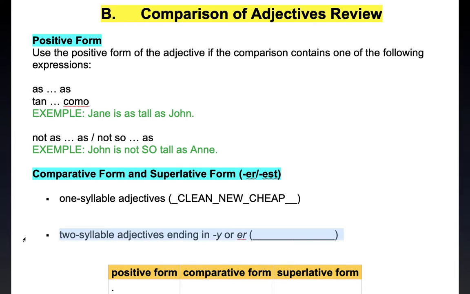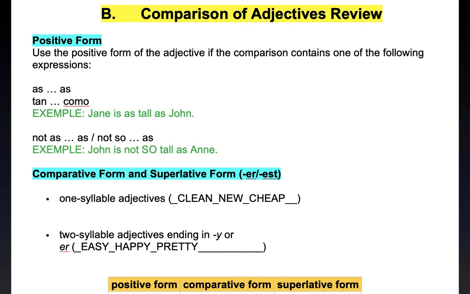Second option, two syllable adjectives ending in y or er. Adjetivos de dos sílabas terminando en y o er. For example, easy, fácil. Happy, feliz. Pretty, bonito. Dirty, sucio. Clever, inteligente. Bueno, listo.